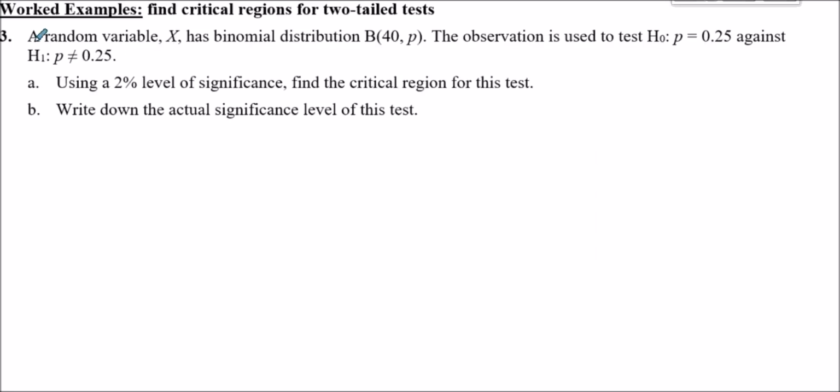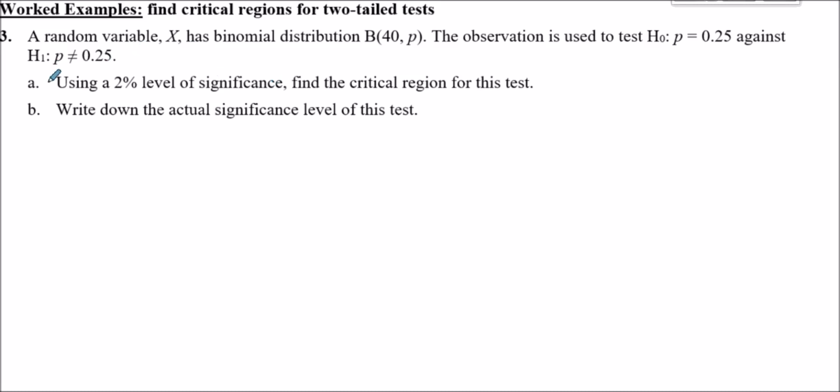Worked example 3, we're now going to talk about two-tailed tests. Two-tailed tests are where we have an alternative hypothesis where the probability is simply not equal to the probability we have for H0. So this could be either on the higher side or the lower side. The lower side is the lower tail, the higher side we call the upper tail.